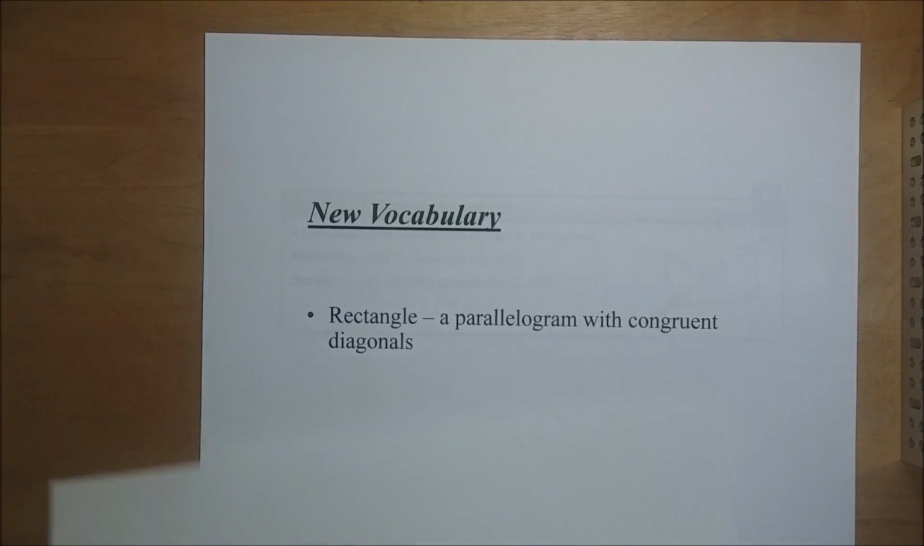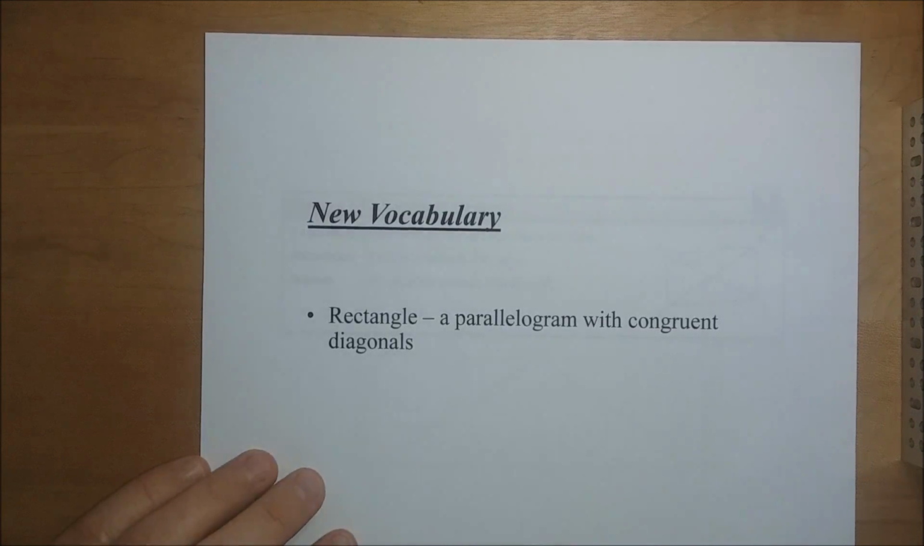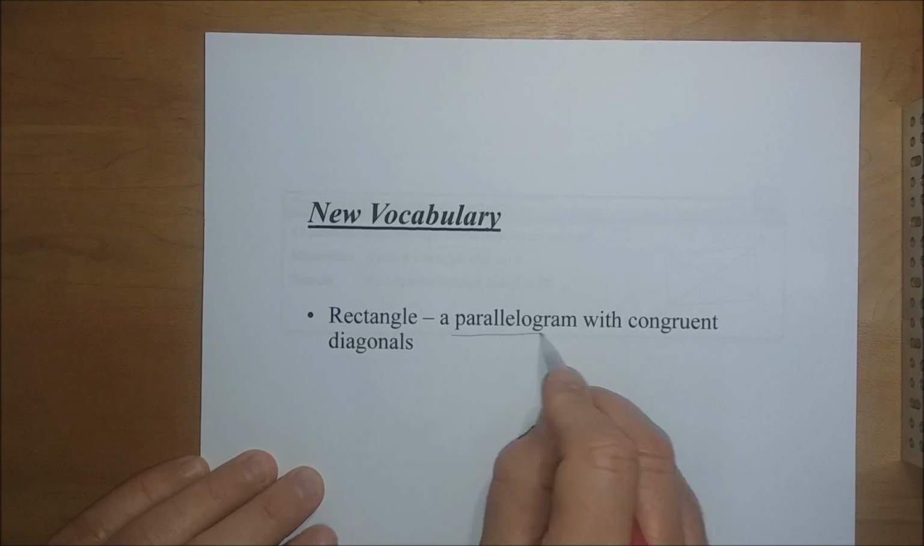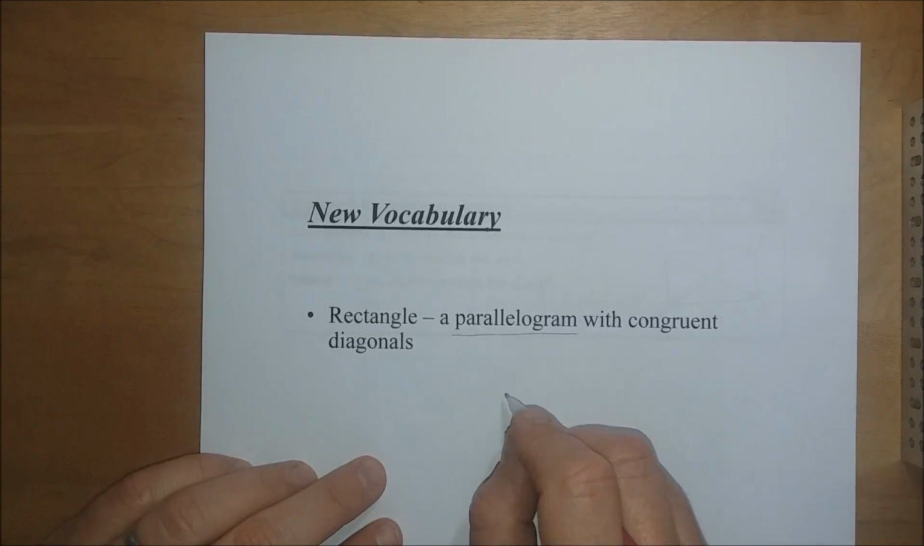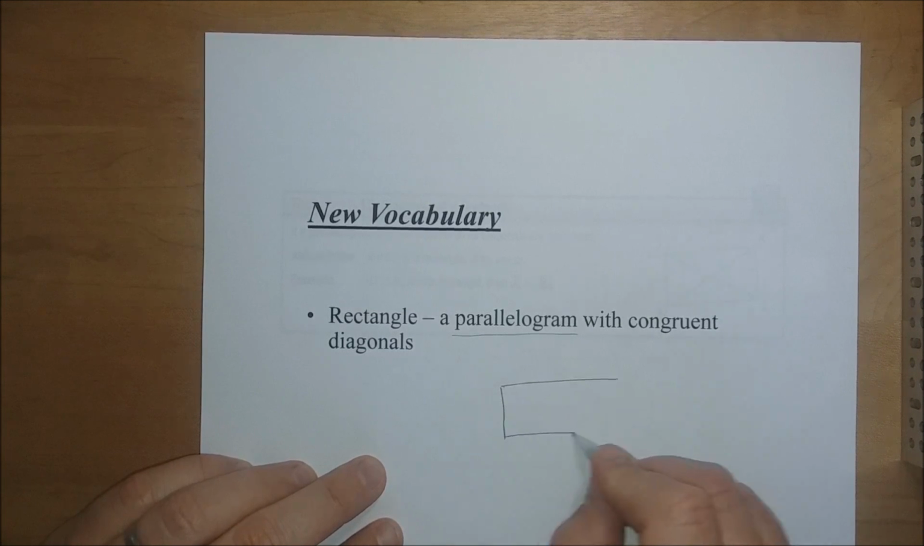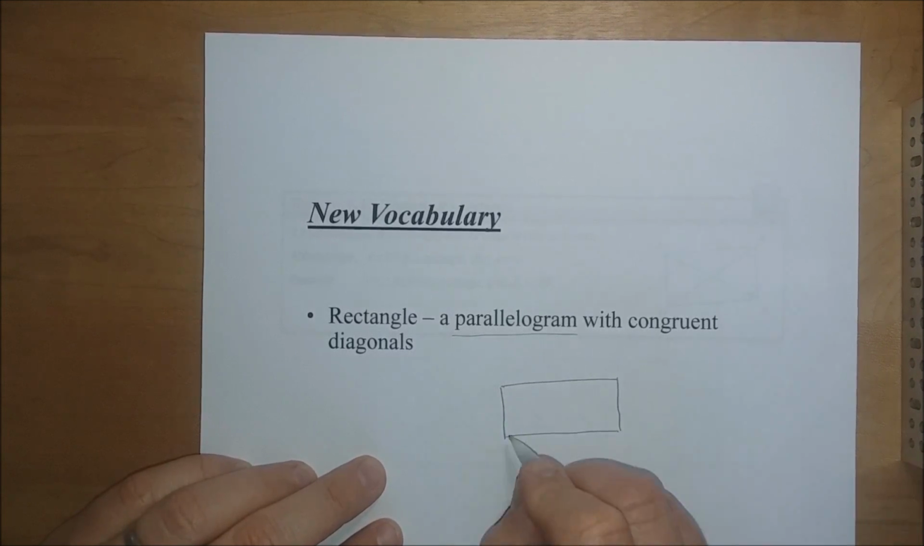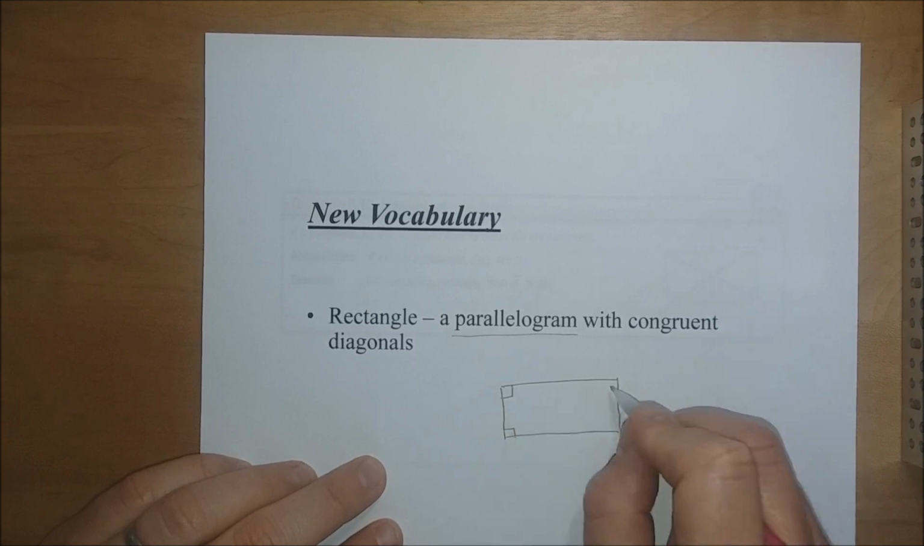Let's take a look at our definition here of a rectangle. It's important to know that a rectangle is a type of a parallelogram. We've been talking about parallelograms here in this chapter. A rectangle is a very specific type of a parallelogram. It's one with congruent diagonals. Now, there's probably something else you recognize about a rectangle. A rectangle is a parallelogram with 4 right angles.